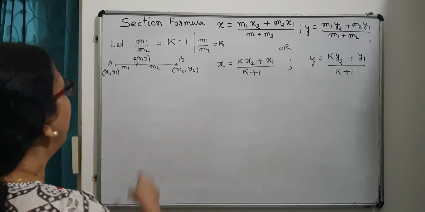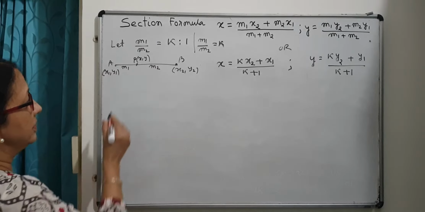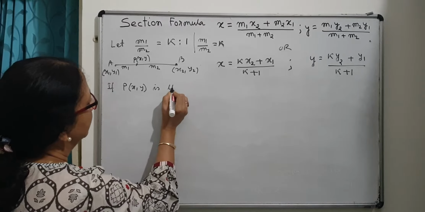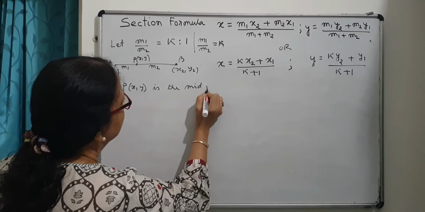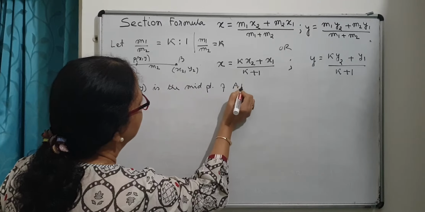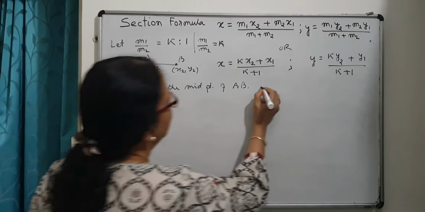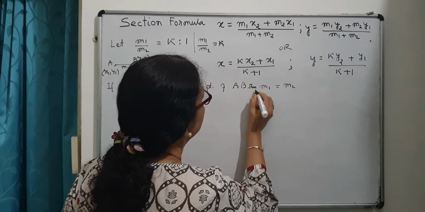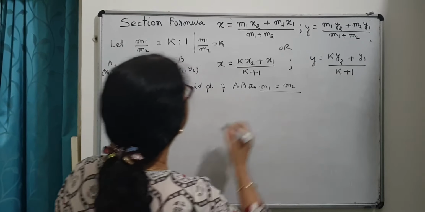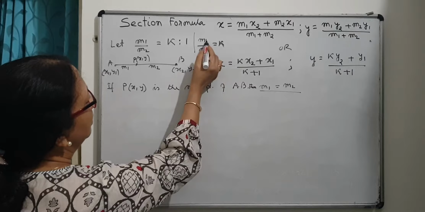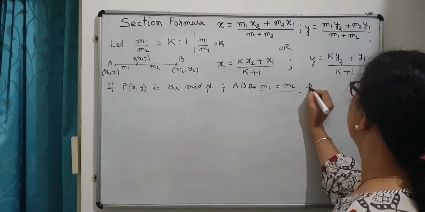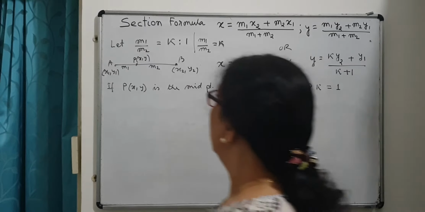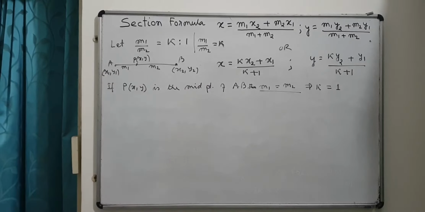Now suppose the point P(x, y) is the midpoint of AB, then what will happen? Then m1 will be equal to m2, isn't it? That means k will be equal to 1. That means k, which is equal to m1 by m2, will be equal to 1, isn't it? So the coordinates of the midpoint we can find out in this way.